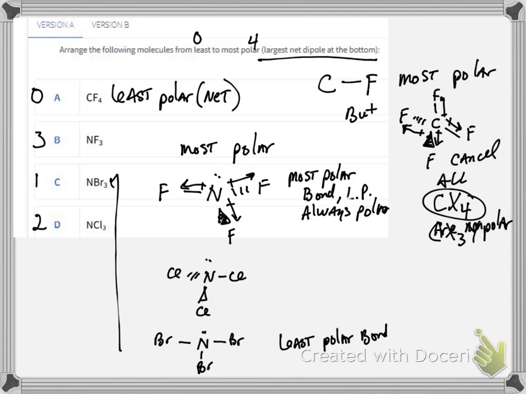So if we had to rank these on a scale of what's most polar and what's least polar, we would pick NF3 to be the most polar because it has the three most polar bonds, and then it has the lone pair. And if we're just comparing that particular structure, we could rank these based just on the bond polarity alone.